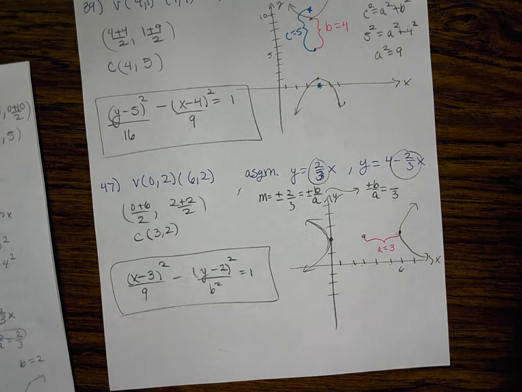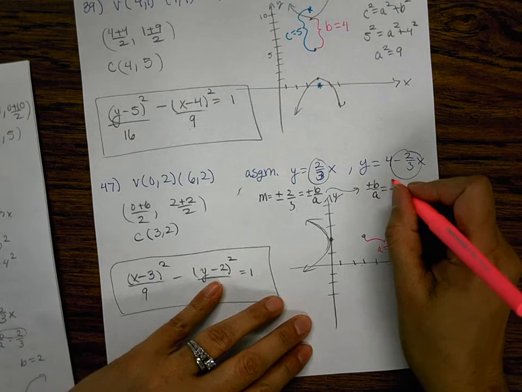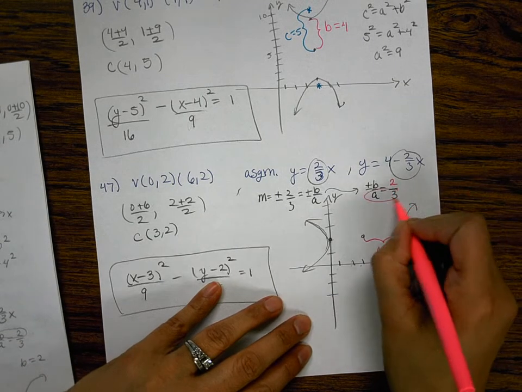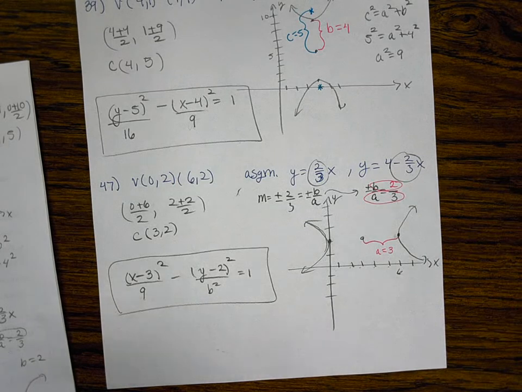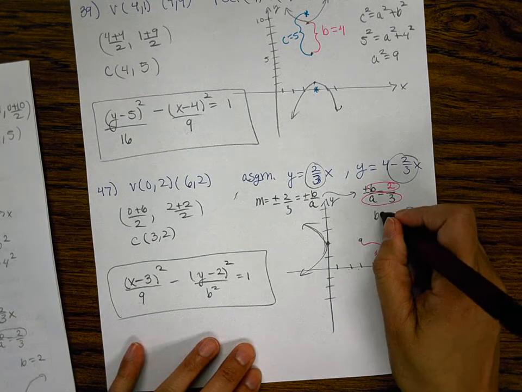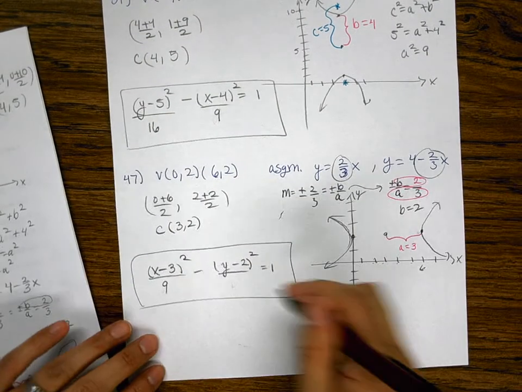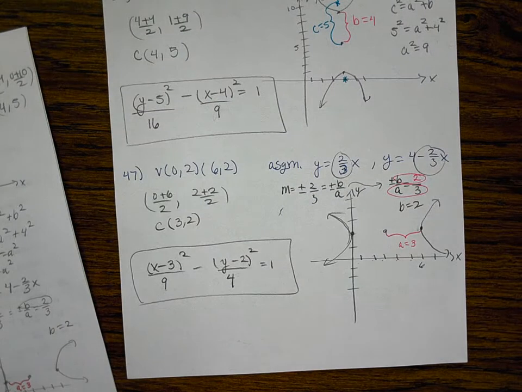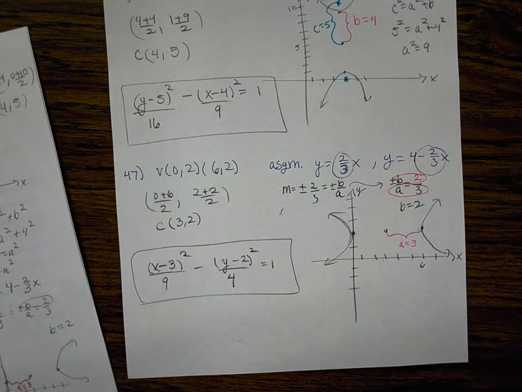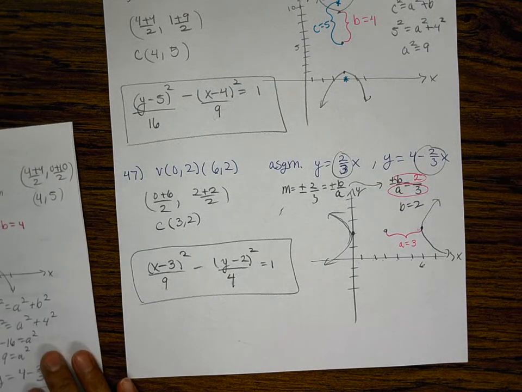We know enough to know that if a is 3, then b must be 2. If b is 2, then b squared is 4. And that there is your answer for number 47. Okay.